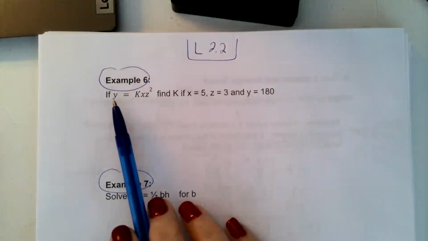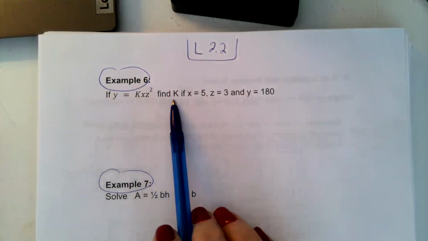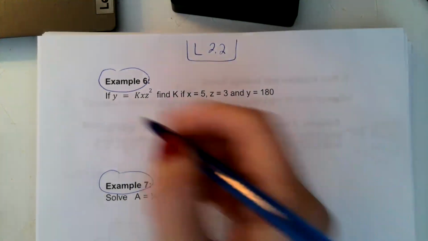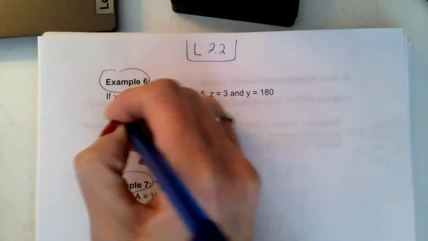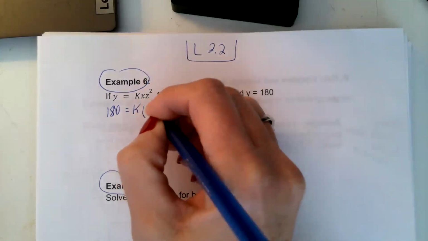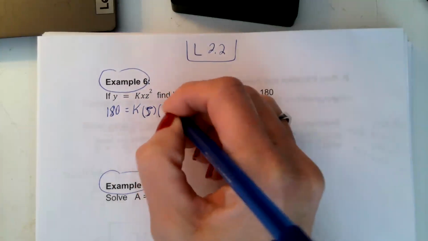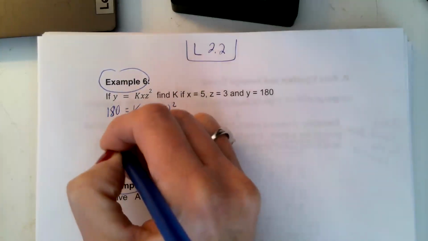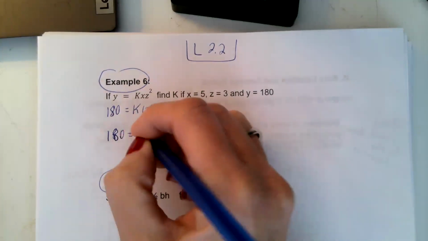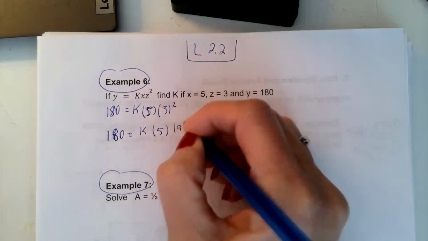So we're given the formula y equals k times x times z squared. If we want to find k, if we know x, z, and y, let's go ahead and replace those values. And again, I'm going to separate these values by putting them in parentheses. So it's 180 equals k times 5 times 3 squared, which is 9.